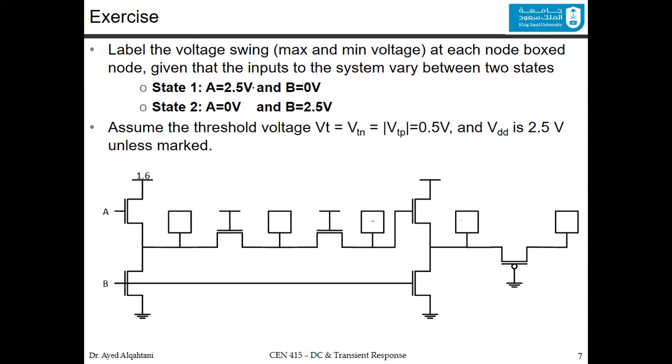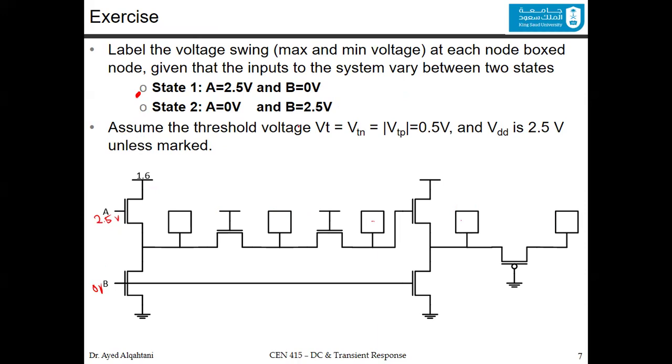Given that the input to the system varies between two states, state 1 and state 2. In state 1, A is 2.5 volt and B is 0 volt. So let's plug these into the figure. So you have here 2.5 volt and here you have 0 volt. This is the first state.